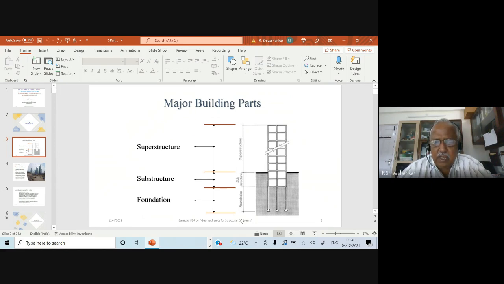All these three form an integral part, so they are same. That means they are dependent on each other. It's not like the superstructure is different from a substructure. The substructure gives stability, and the nature of superstructure also decides the behavior of substructure. So we will try to see some of those things.